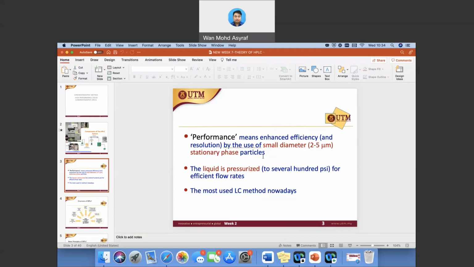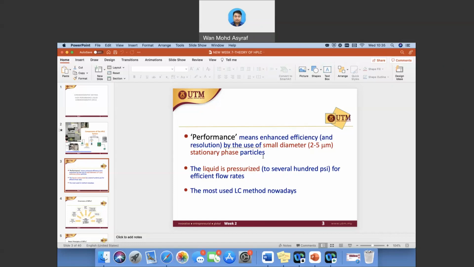As we looked at prior to this topic, you have looked into what the stationary phase looks like. The stationary phase can be a solid stationary phase or a liquid stationary phase, but in this case, the stationary phase is solid. The stationary phase has a small diameter, about 2 to 5 micrometer. This small diameter would increase the efficiency, which means it would increase the separation. It will enhance the separation method.